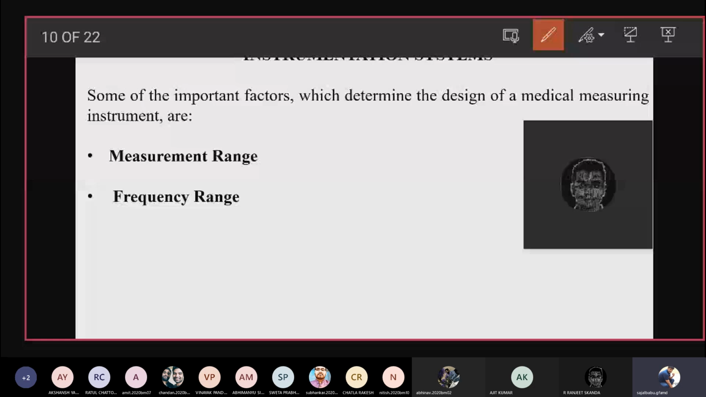So the two important design constraints that we are going to have here are, one, your measurement range, and the other, your frequency range. What is the measurement range that you need for your instrumentation, and what is the frequency range? Because if you are designing a medical instrumentation system, the frequency will play an important role. Each signal, like the EEG, may have one frequency range, the EMG may have another frequency range, and the ECG may have another, right? So each and every system will have its own frequency range and its own measurement range. These two are among the major parameters that we are going to have. Okay, and coming on to the next.